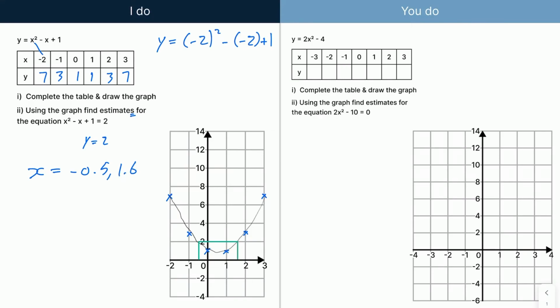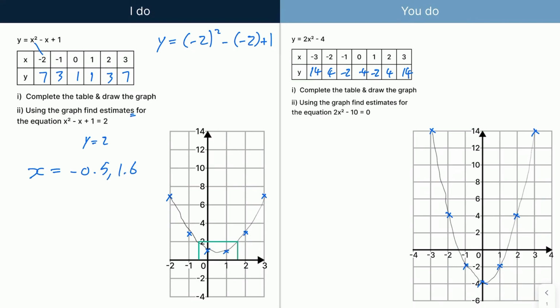So hopefully you've pressed pause and had a go at the example on the right. When you substitute these values in, you'd end up with 14, 4, -2, -4, -2, 4, and 14. And then when you plot this, -3 and 14, -2 and 4, -1 and -2, that would go there. And then we have 1 and -2, 2 and 4, and then 3 and 14. And then you would have used your pencil to draw a rough freehand sketch like that. And so that's that one done.